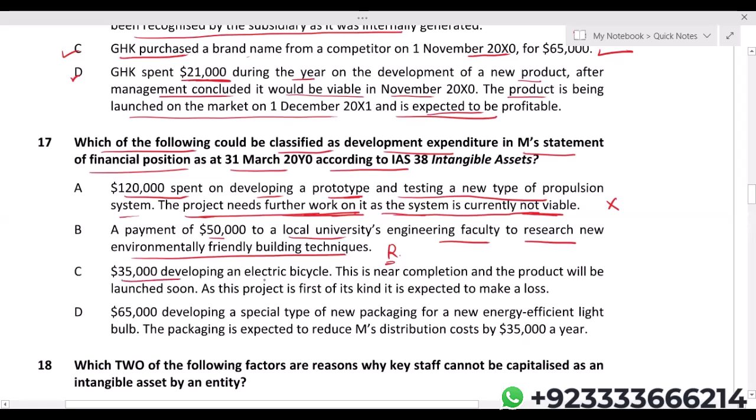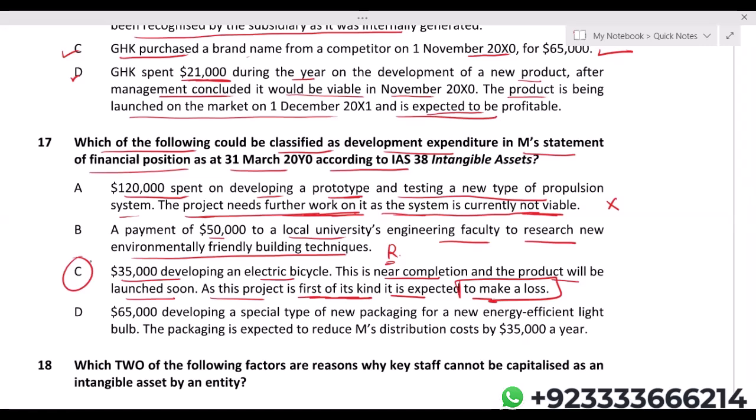Option C: $35,000 developing an electric bicycle. This is near completion and the product will be launched soon. As this project is first of its kind, it is expected to make a loss. Actually, C cannot be capitalized. The question is why C cannot be capitalized? Because it is not meeting all the criteria. What do you mean by this?